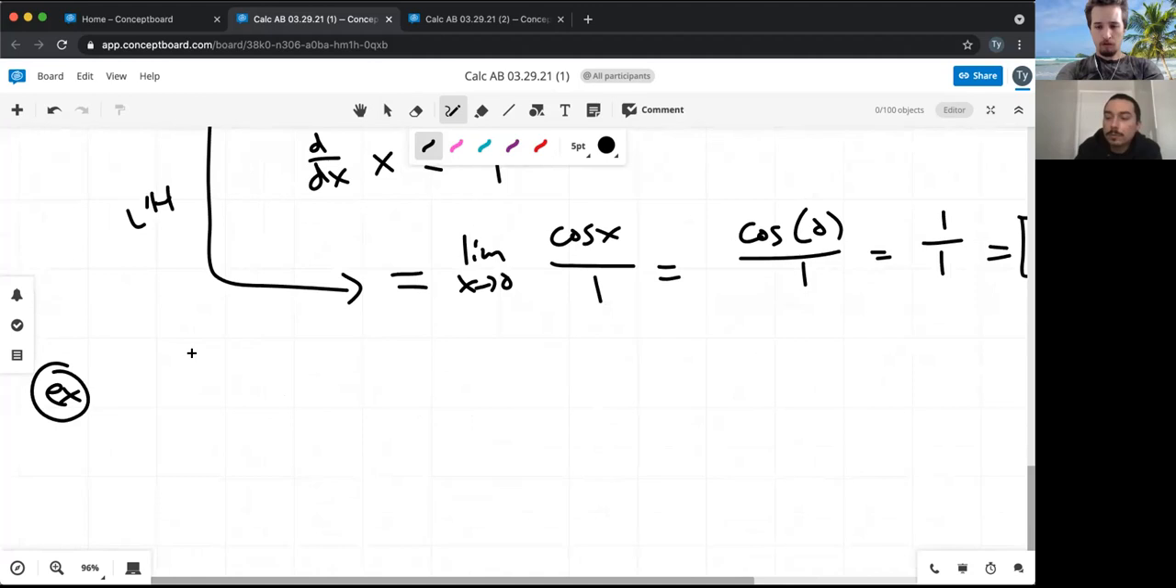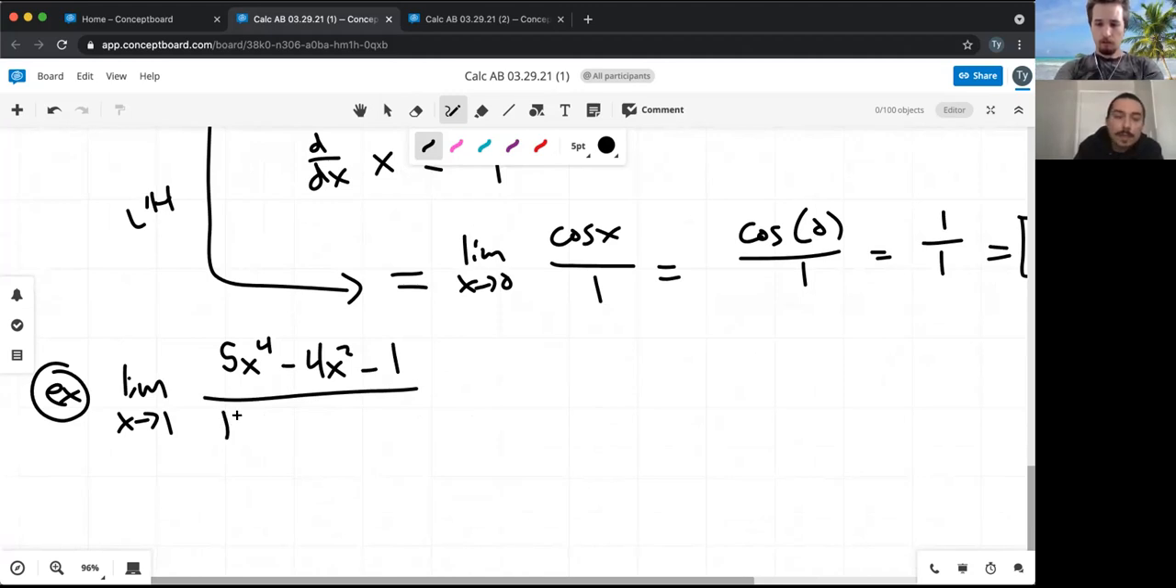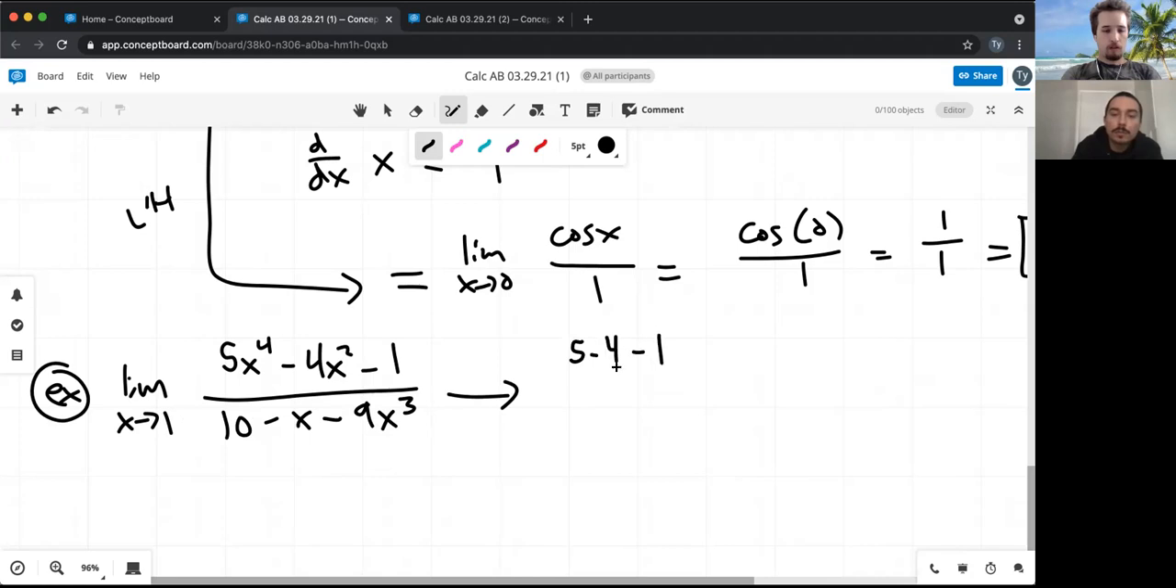So another example, polynomials. Let's try one of those. The limit as x approaches 1 of 5x to the fourth minus 4x squared minus 1 over 10 minus x minus 9x cubed. When we plug in 1 for all these x's, 1 to any power is just 1. So we get 5 minus 4 minus 1 over 10 minus 1 minus 9. Well, that's 0 over 0. So you can use L'Hopital's rule.